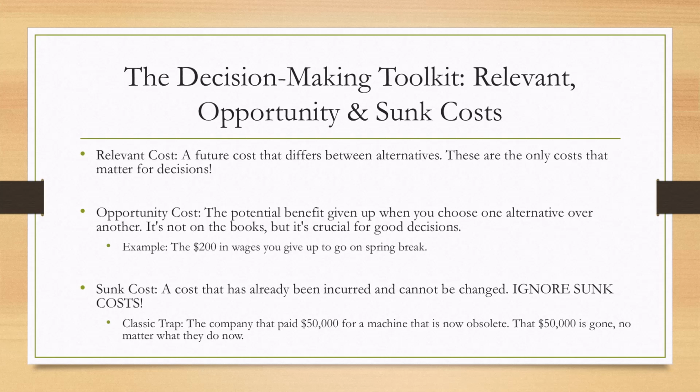Finally, and most importantly, we have the sunk cost. A sunk cost is a cost that has already been incurred and cannot be changed by any decision you make now or in the future. Because you can't change it, it is always irrelevant. You must ignore sunk costs. A classic trap is a manager who continues to pour money into a failing project because they've already spent so much on it. That original spending, like the $50,000 paid for a now obsolete machine, is gone. Making decisions to recover a sunk cost is a common and costly mistake.